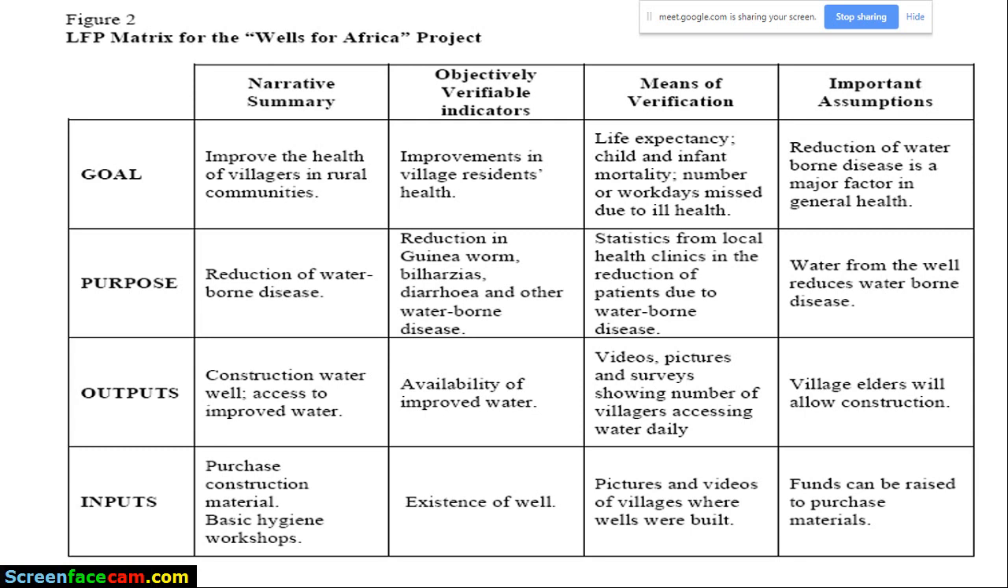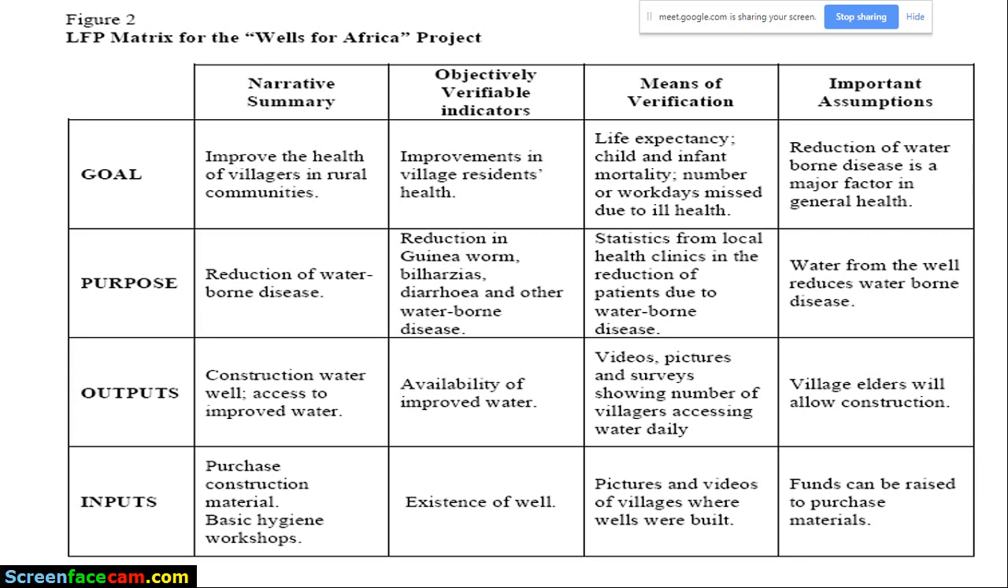When you're doing your monitoring, you're going to record, okay, 12 boreholes constructed. Then you can take pictures. You can also record videos. So that is going to be the source of information. So for the inputs, you may not necessarily need to do a survey. This is information that you can get internally.